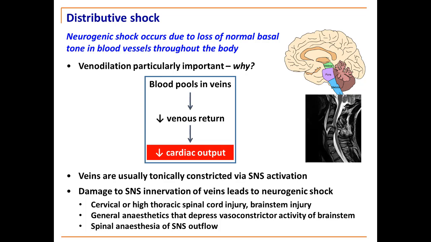And so how might that occur? Well, it might be cervical or high thoracic spinal cord injury. It may be brainstem injuries. Remember, the brainstem includes the midbrain, pons, and medulla oblongata. General anesthetics that depress vasoconstrictor activity of the brainstem, and spinal anesthesia of sympathetic outflow, are some of the examples.